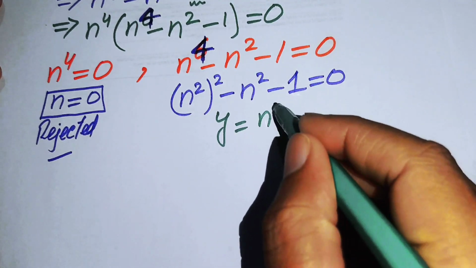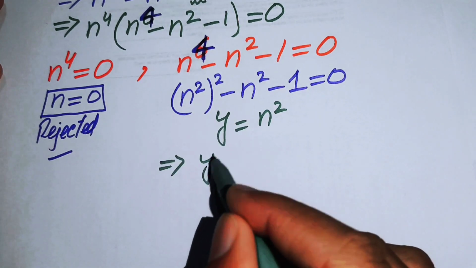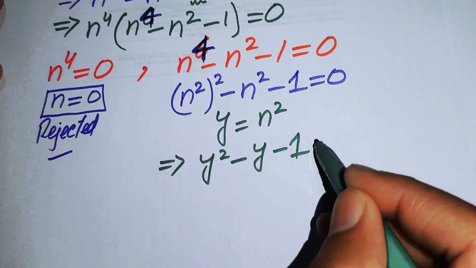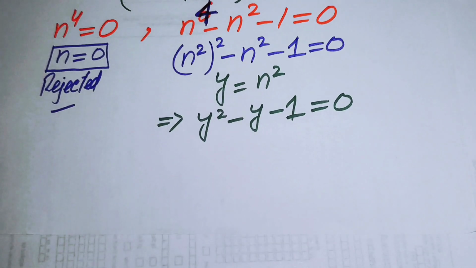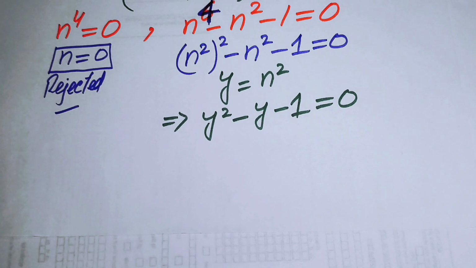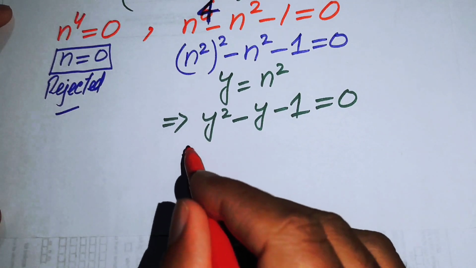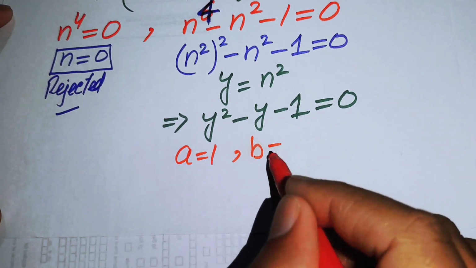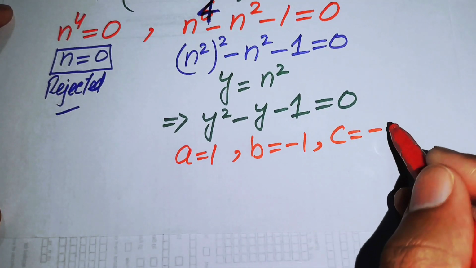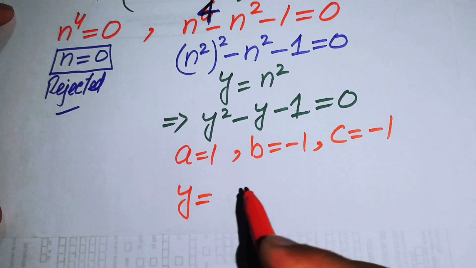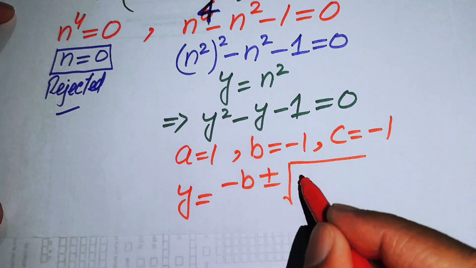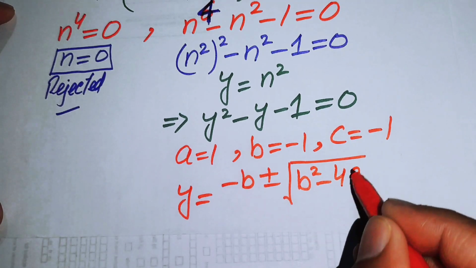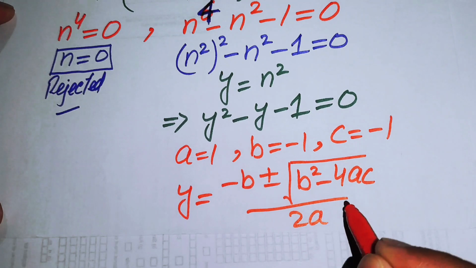So now you take n squared equals y. When we take y equals n squared, this equation becomes y squared minus y minus 1 equals 0. Now our next task is to find the value of y in this nice quadratic equation, so we will use the quadratic formula. Here we have a is 1, b is -1, and c is again -1, and our quadratic formula looks like this: y equals minus b plus minus square root of b squared minus 4ac over 2a.